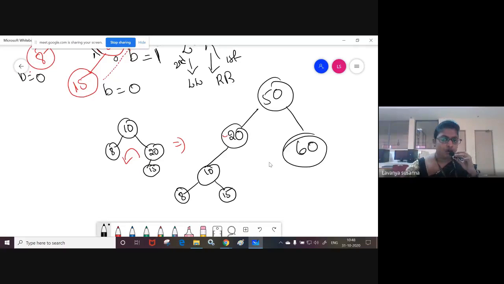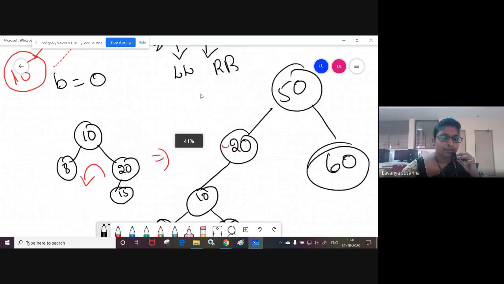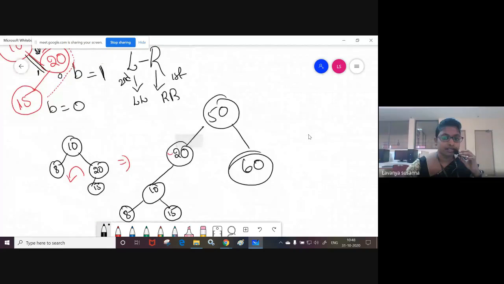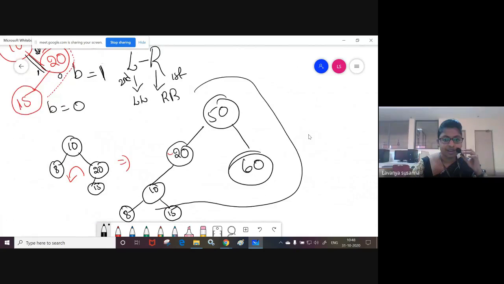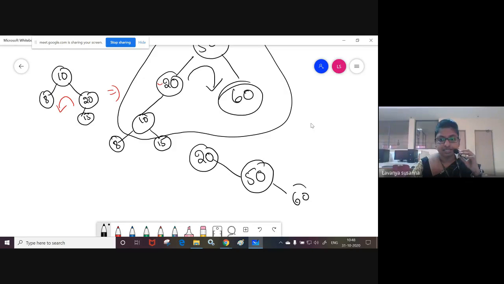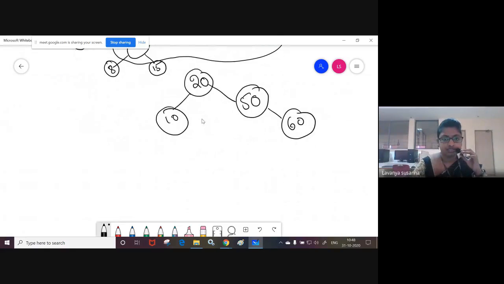50, 60. Now what do you need to take? See, RR completed. LL you need to apply. Take the upper part from the root node. Take this part and apply LL rotation. LL rotation means you need to rotate right like this. 50 comes as right child to 20. Again draw it: 20, 50, 60, 10, 8, 15. Okay, this is the balanced tree.